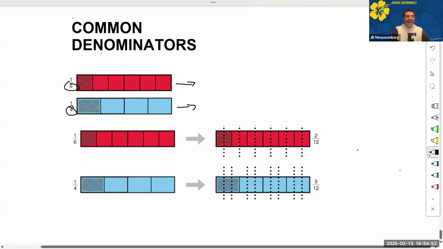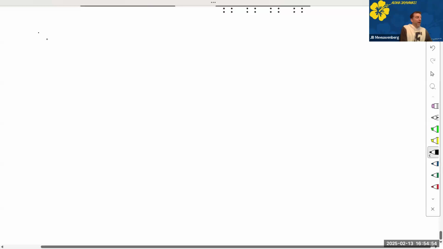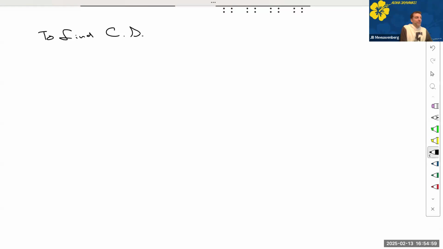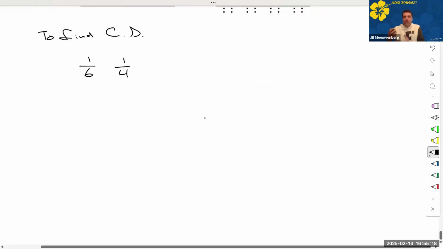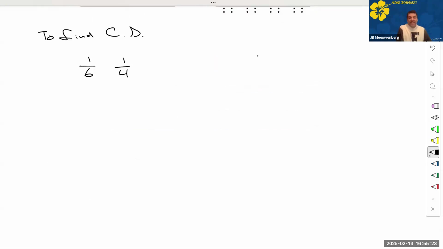Another way to find common denominators is to use multiples, listing out multiples. In the previous problem, we were working with denominators of 6 and 4. I think it was 1/6 and 1/4. And if we need to get those denominators to be the same, one way we can do it is just list out the multiples of both numbers.